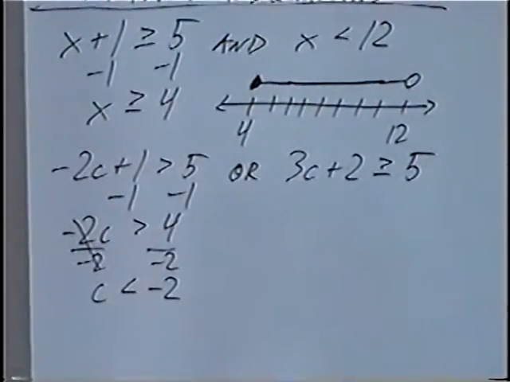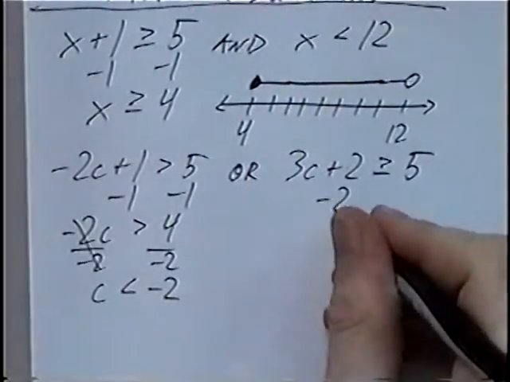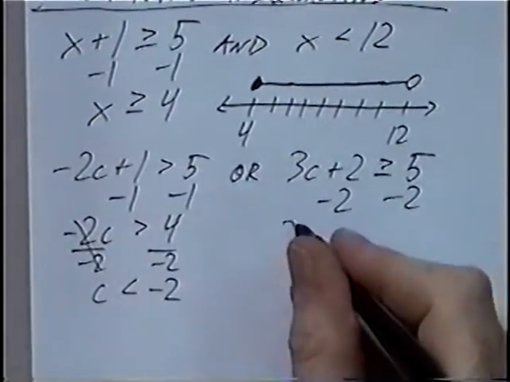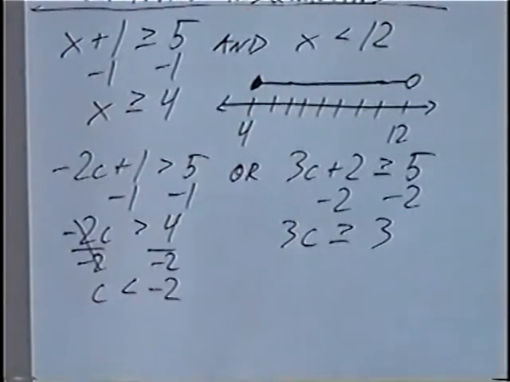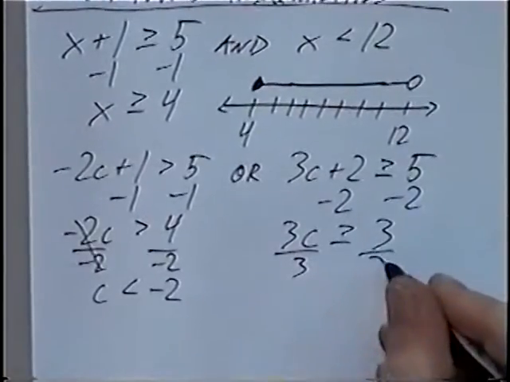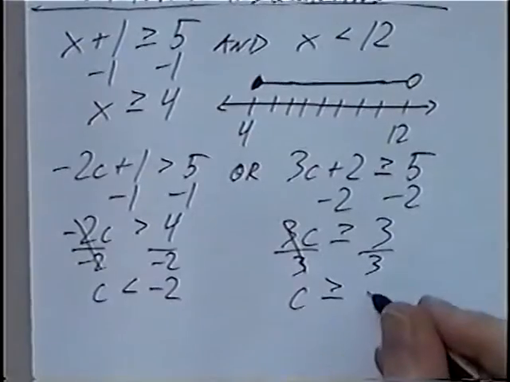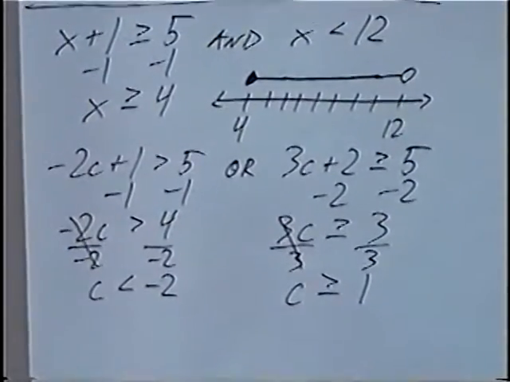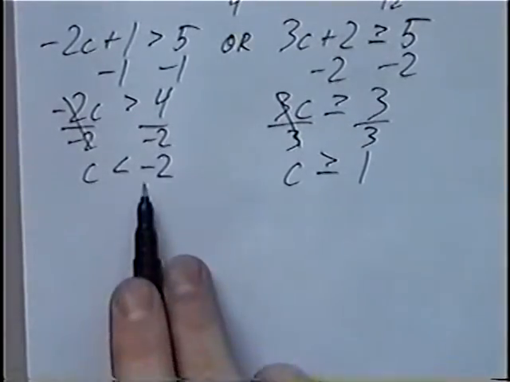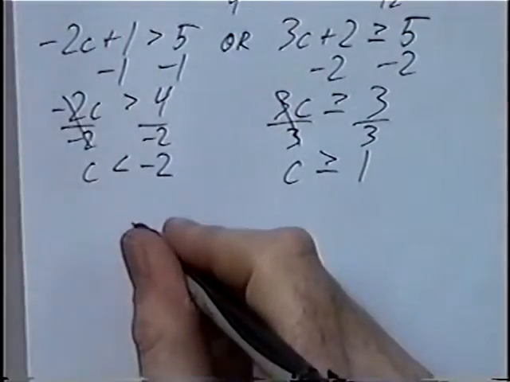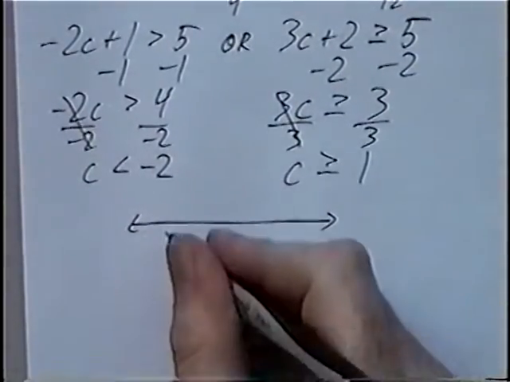The second inequality, 3c plus 2 greater than or equal to 5. We can subtract 2 on both sides. 3c is greater than or equal to 3. And dividing by 3, if you divide by a positive number, the inequality stays the same. So we have c is greater than or equal to positive 1. And again, each of these will graph on the number line. We have negative 2 and positive 1.